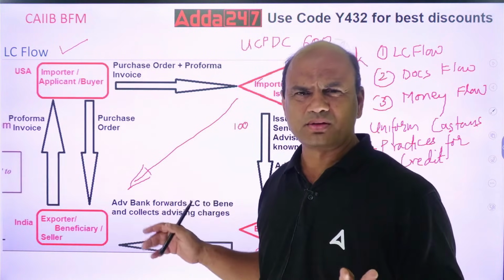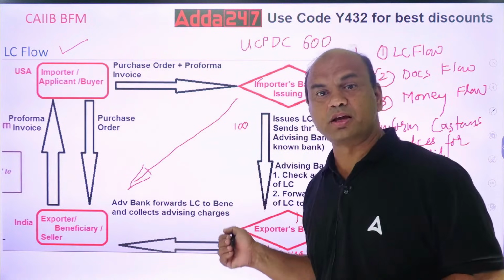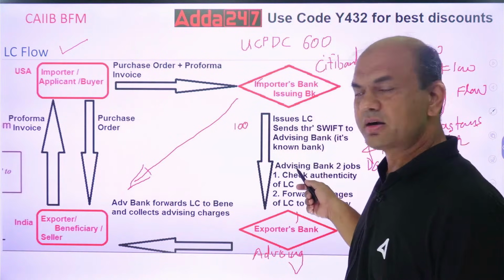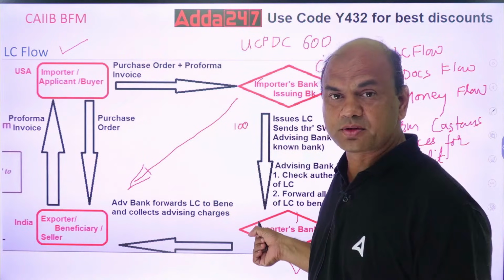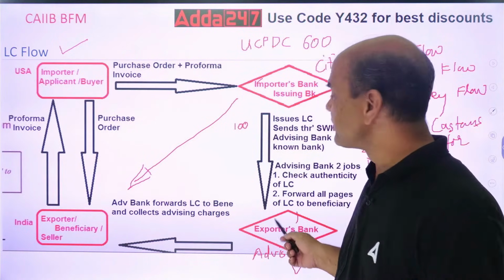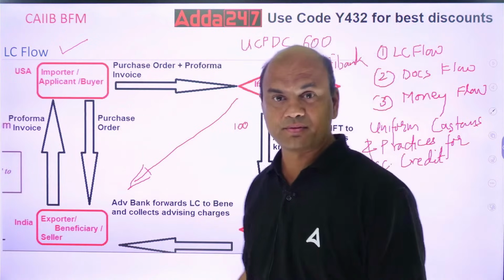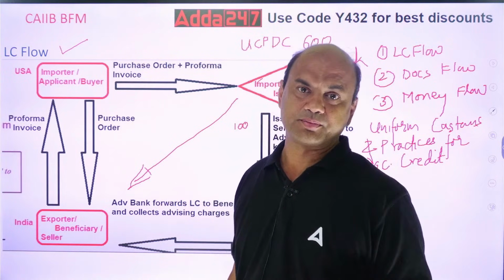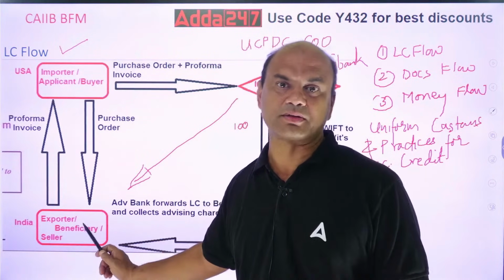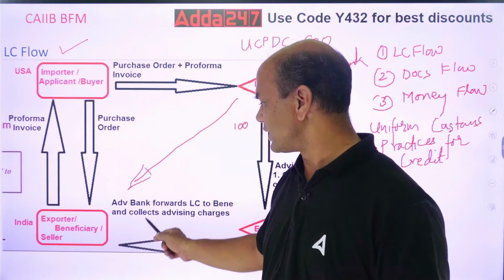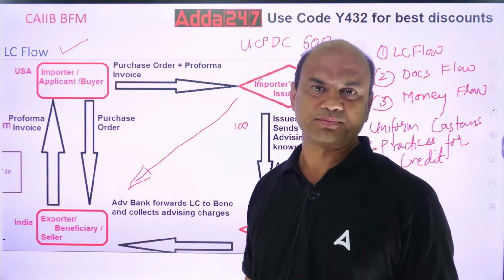Courier charges, simple, because it has taken some efforts: printing it, checking the authenticity, checking the completeness of the document. It has taken the efforts, so these efforts need money. Nobody works for free. So this bank will collect advising charges from this seller. It will give the document and collect advising charges.